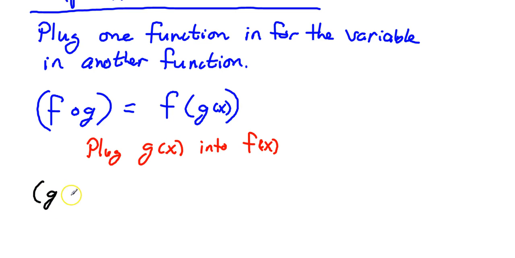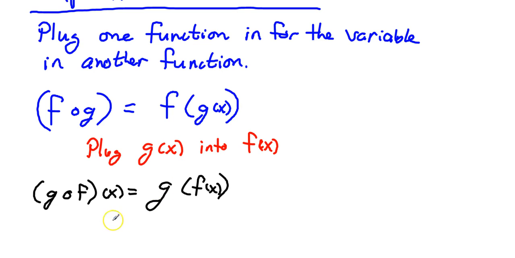If you reverse it around and do the g of f, golf x without the L, if you do the double set of parentheses, it would look something like that. This one is the opposite. This one you're going to plug f of x into g of x.